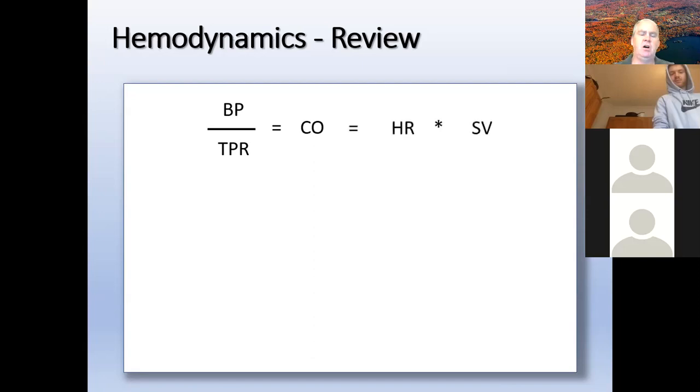Okay, cardiac output is equal to blood pressure over total peripheral resistance. And you can also put it this way, cardiac output is equal to heart rate times stroke volume. So total peripheral resistance is controlled by your sympathetic nervous system. If you increase SNS, you increase total peripheral resistance. And if you're increasing TPR, you're decreasing cardiac output. And now we know it's because you're decreasing stroke volume. You're pushing it at higher pressure, you can't put as much blood out, decreased stroke volume.